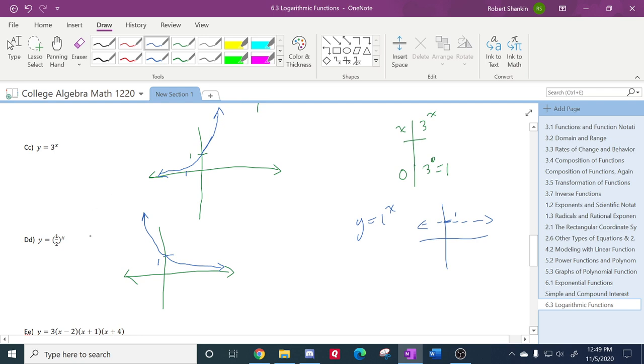And this, by the way, is the same thing as this. Why is that the same thing? Because 2 to the negative x, bring this to the bottom, 1 over 2 to the x, but 1 to any power is still 1. So that original and that are the same thing.